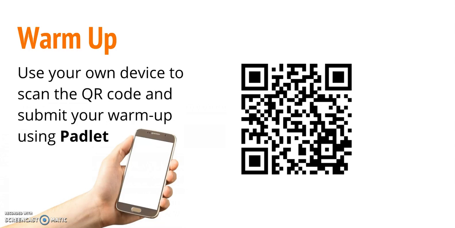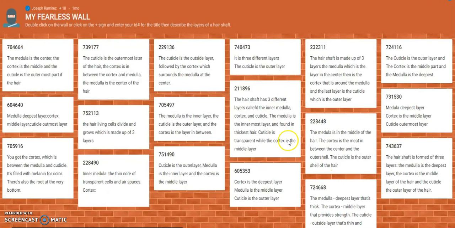forget their phone. So I actually let them use their phone for their warm-up. They'll come in, they'll see a QR code, they'll scan it, and it'll take them to a link like Padlet. Now, Padlet will let them put their responses on this wall. I have them put their ID number here, and underneath you can see their responses.